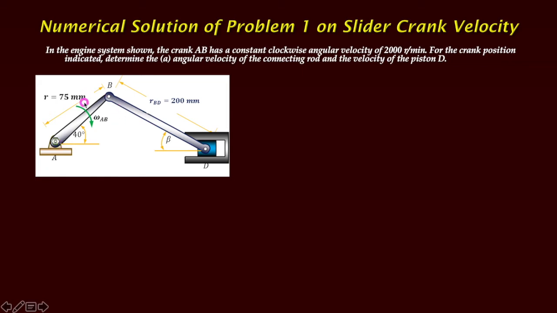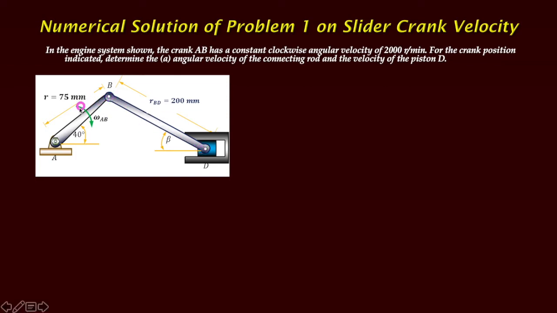Now here in our problem, the lengths of these two links AB and BD are given, and the angular velocity of this crank is also given. It is 2000 rpm, revolutions per minute. We have to find out the angular velocity of the connecting rod.